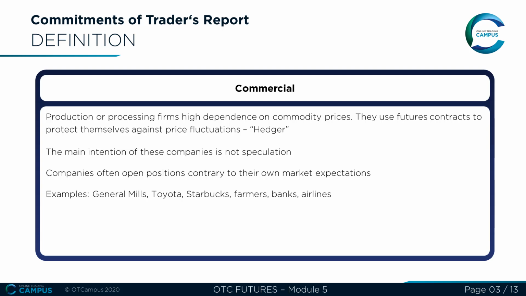So for instance, you would have General Mills, they would use a lot of the food products or grain primarily. Toyota might be using a lot of steel, Starbucks, the futures product coffee, farmers also for the agricultural product, banks, currencies, treasury notes, equities. Airlines, they could be using crude oil. So different businesses have different needs for these futures products.